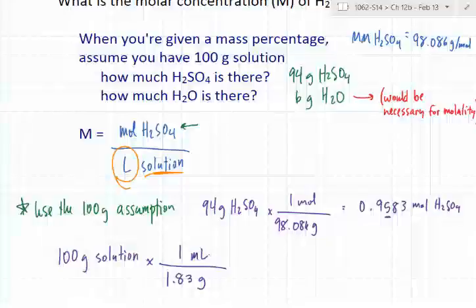Right? Yep. Convert to liters. 1,000 milliliters per liter. That's going to give us liters of solution. That's exactly what we want. That's pretty neat.